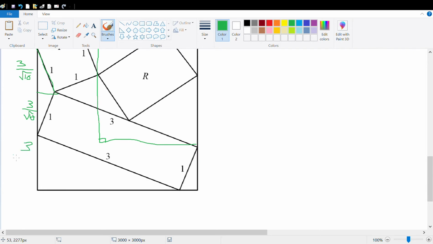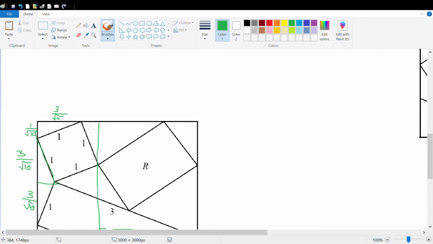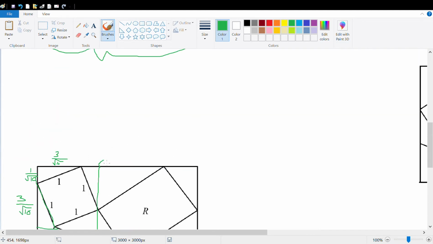We have 3 over root 10 here. 9 over root 10 here. Can you read any of this? No, you can't. And then we have 1 over root 10 here. 1 over root 10 here. Okay, so that's good. And now what we have is that this here, you see this?